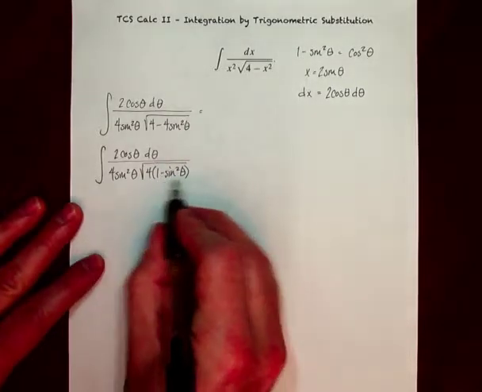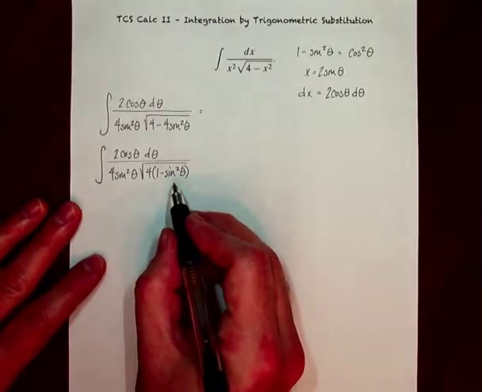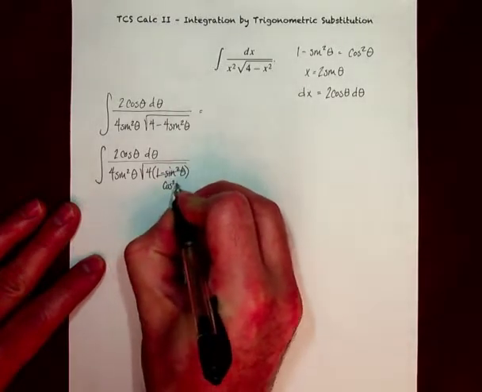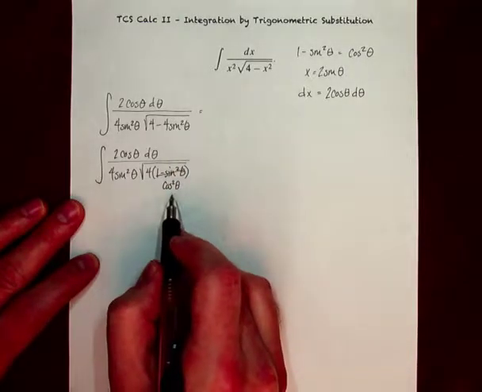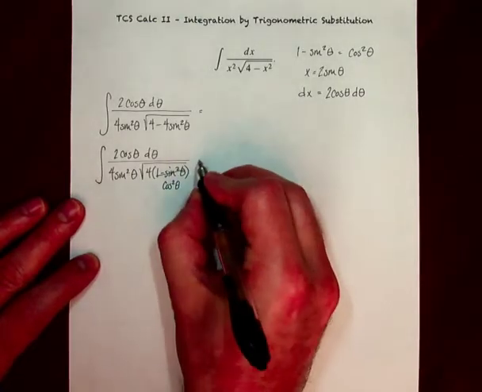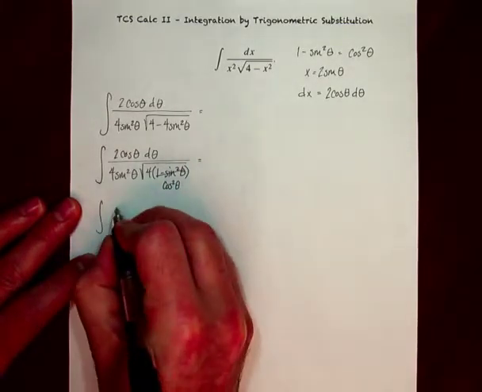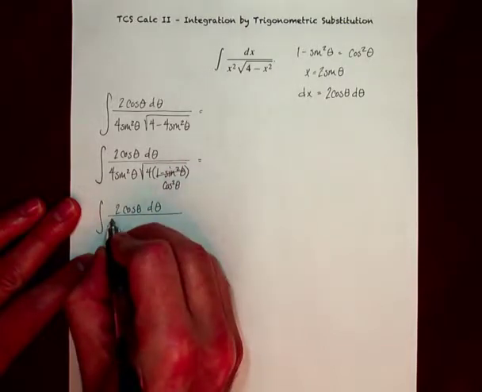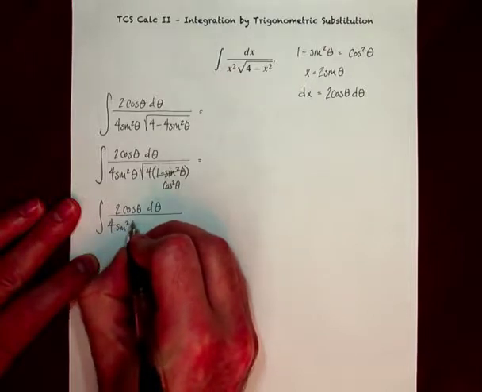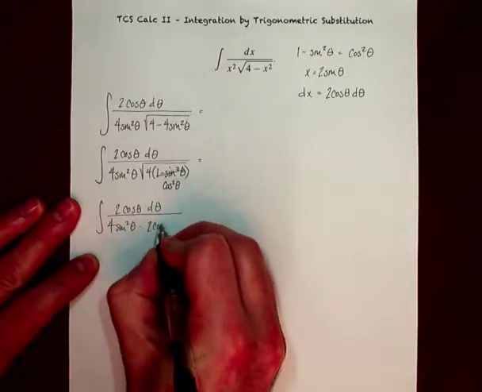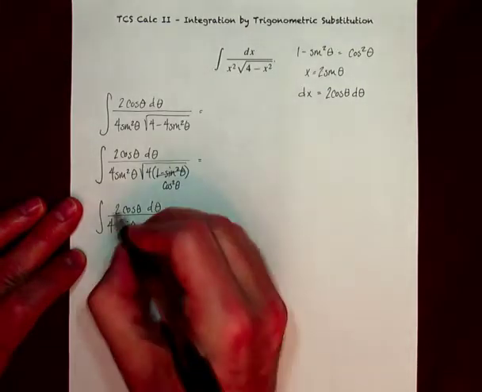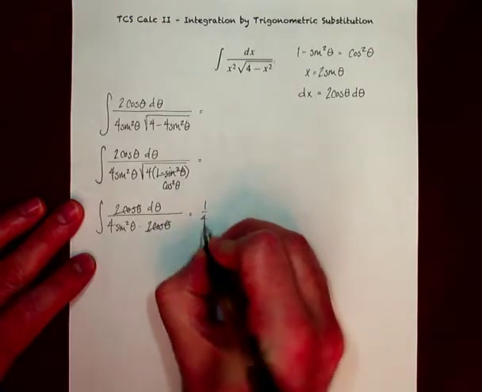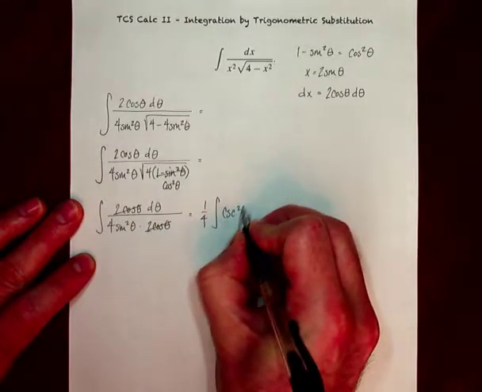Now, that was the whole point of the trigonometric substitution. So that is going to become cosine squared. And the square root of 4 cosine squared is going to be 2 times cosine. So we wind up with 2 cosine theta d theta over 4 sine squared theta times 2 cosine theta. Well, that cancels with that, and what I'm left with is 1/4 cosecant squared theta d theta.